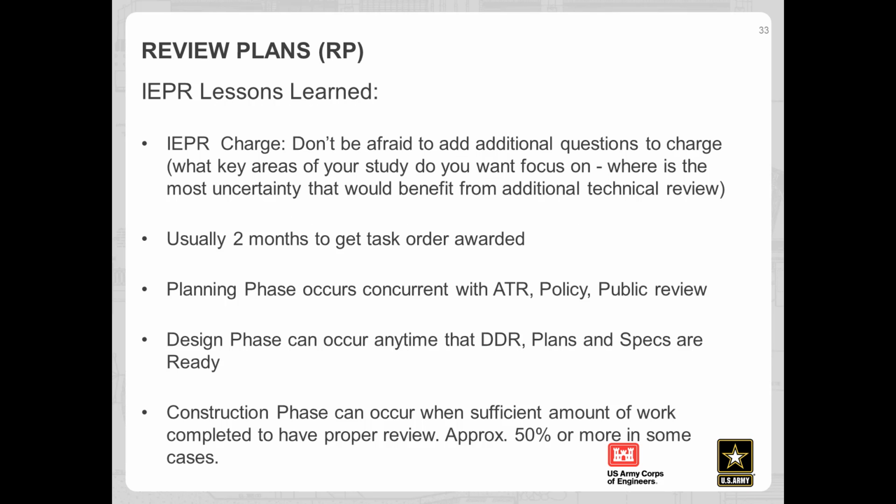Here we're just throwing in some lessons learned on IEPR for your review plan, just some things that we've talked about. Don't be afraid to have questions in your charge, and this can be for ATR or for IEPR. IEPR generally takes a good 2 to 3 months to get a task awarded. You want to start early enough, and often we don't think about when we need to get started on that. So that's another reason coordination with your RMO is very important. You don't want to wait until right before you're getting ready to have ATR to talk to your RMO.